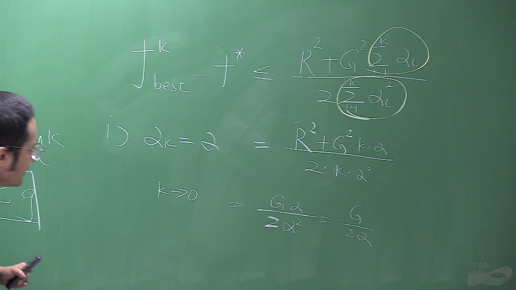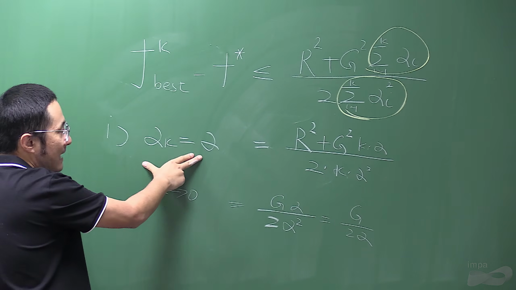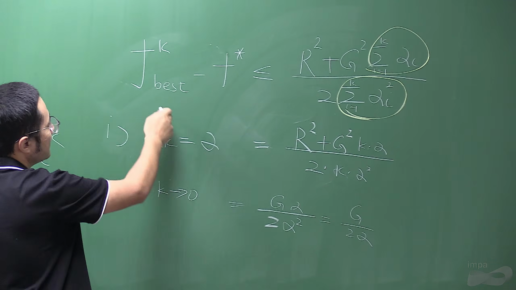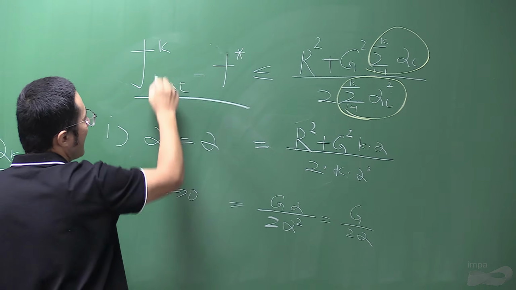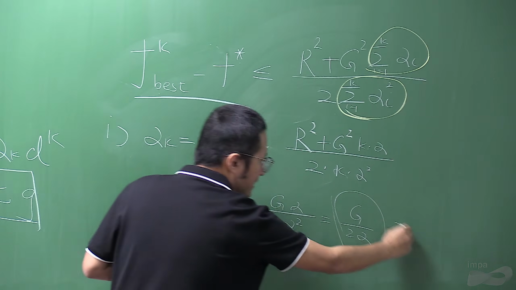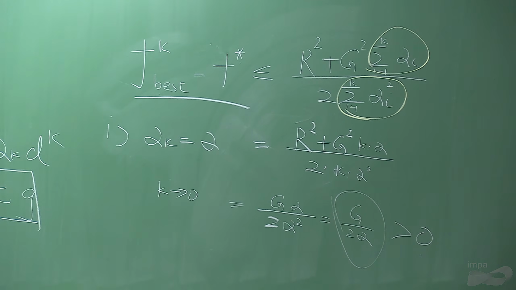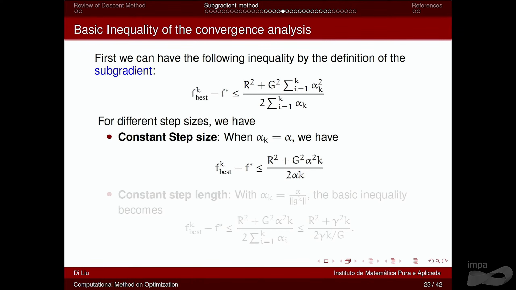Okay, so here we can see if you choose a constant step size, the gap between f_k best and f x star is a constant, which is greater than 0. It may be small or maybe large. It depends on the step size and the bound and the capital G. But you cannot get 0 there.